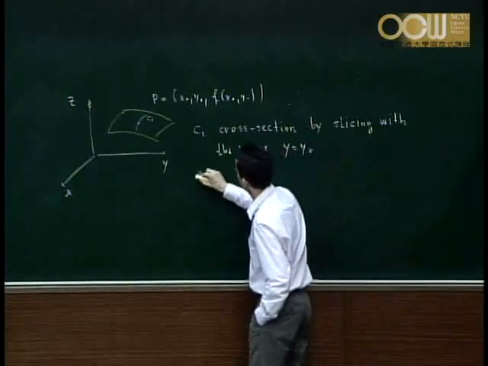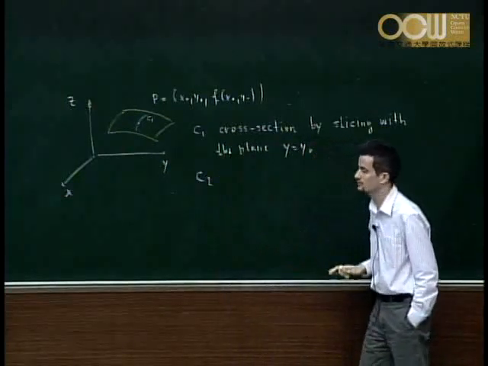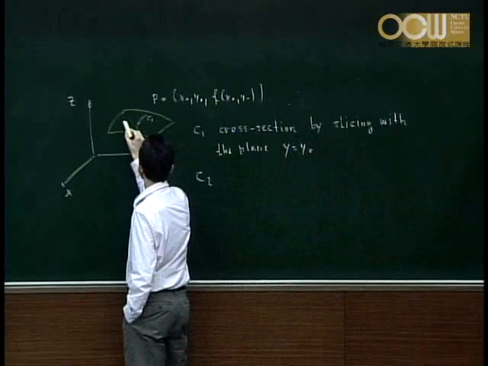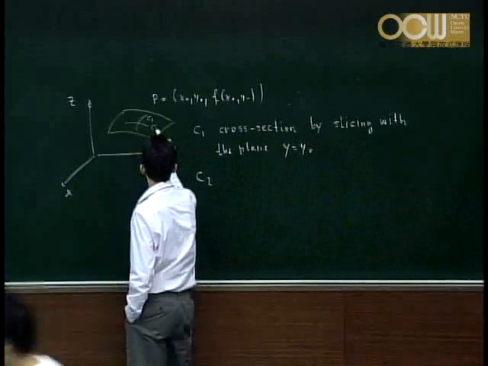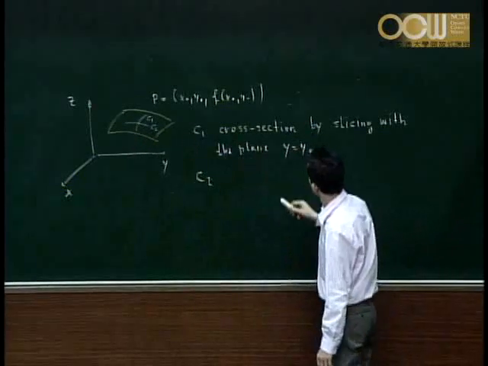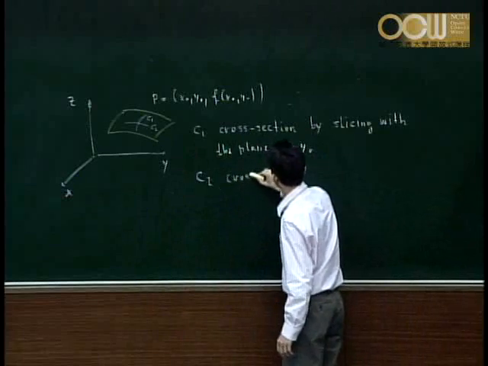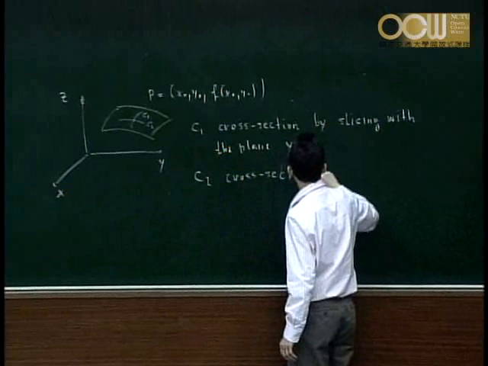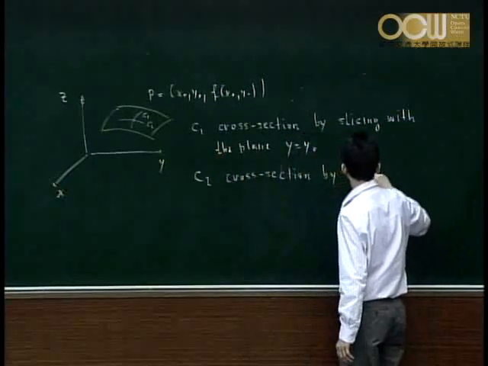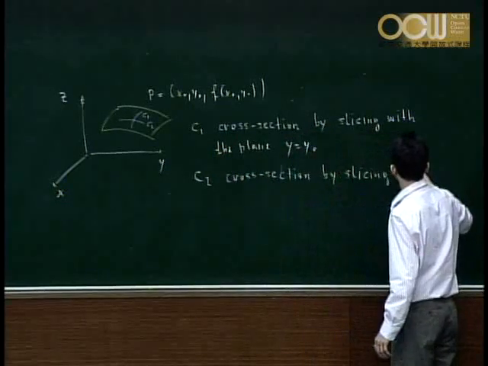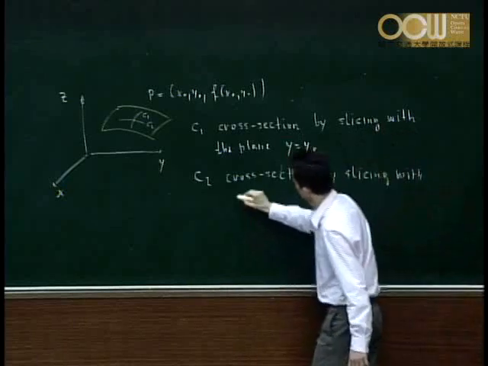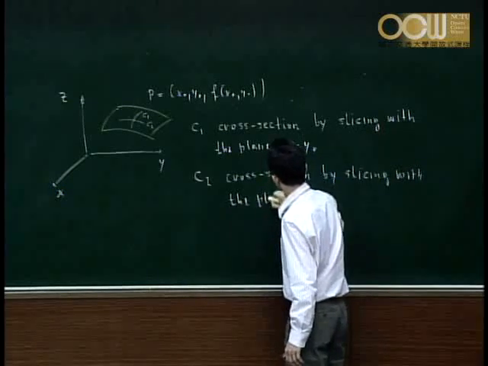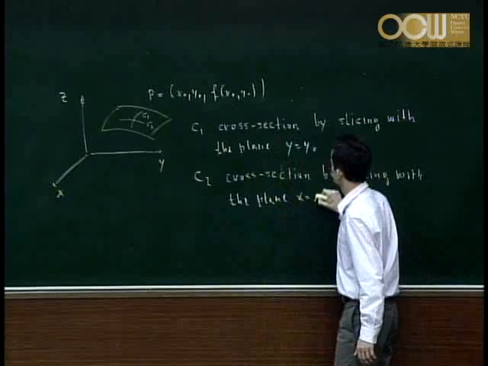And similarly, C2 is another direction, x equals x0. So we have those two cross sections here. C2 is similar: this cross-section by slicing with the plane x equals x0.